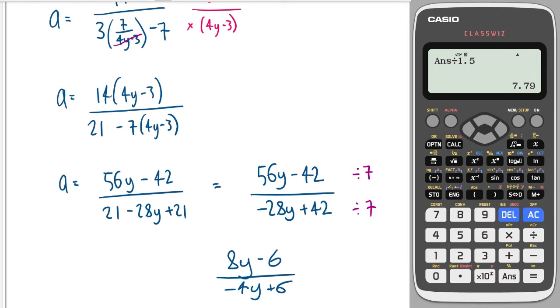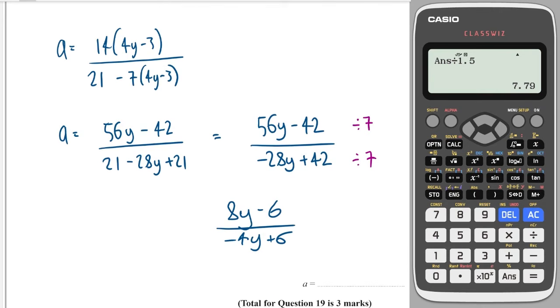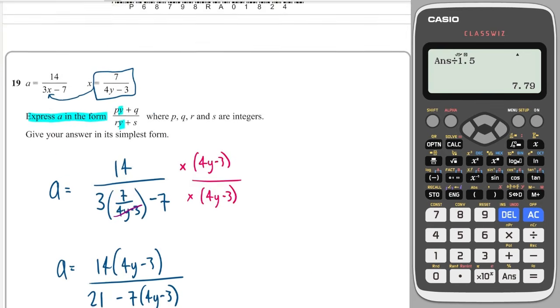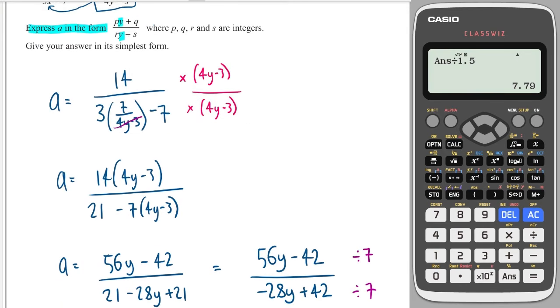And we're still not done because in fact this has a factor of 2 on the top and a factor of 2 on the bottom. So this is going to give us 4y minus 3 over minus 2y plus 3. And now we are done, because it was very important that we had this here. It needs to be in its simplest form.